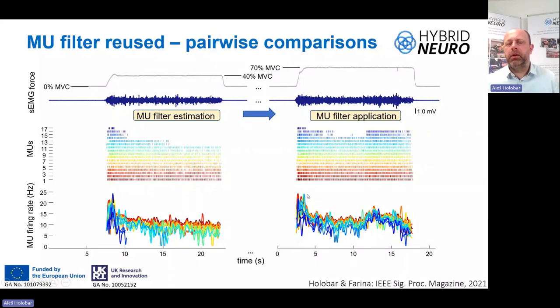And this means that we could do a pairwise comparison. We could estimate the filter before the intervention, do the intervention between the contractions, record after the intervention, apply this filter again, and we will get the pairwise comparison of the motor unit behavior. From the statistics viewpoint, pairwise comparison could be much, much stronger than an unmatched, unpaired comparison of populations of motor units, right? So that's a very nice framework.